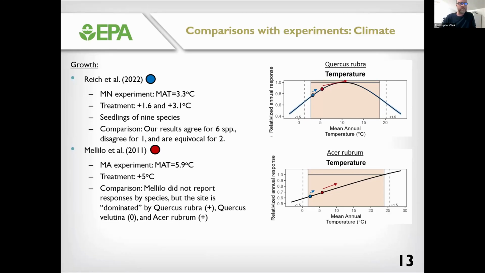The take-home message was that in general, these curves do match the few experiments that we actually have information for. But in some cases, that isn't the case. Agreements were not as good for growth as for survival, but a lot of that is because seedlings and trees are not necessarily responding similarly to global change.